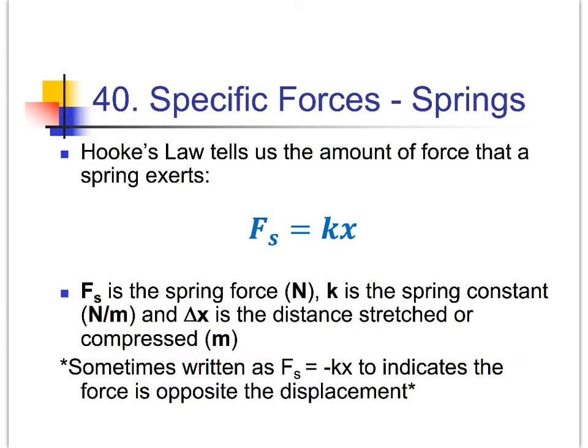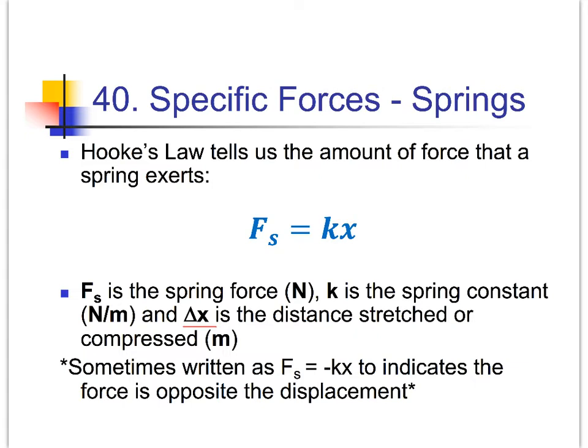Mathematically, springs obey Hooke's law, which is outlined right here. It tells us that the force that a spring exerts on an object is equal to K, that spring constant that we were just talking about, which really measures how strong the spring is, times X, the distance that the spring is stretched or compressed. Sometimes you'll see it written as delta X, because it's really the change in length of the spring, but oftentimes I usually just write X.